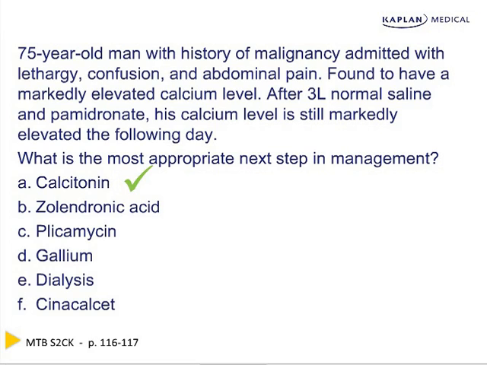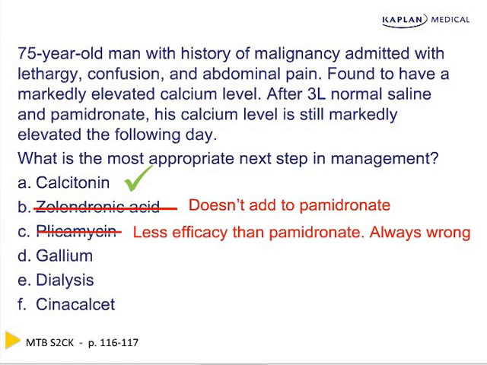Zoledronic acid is a second bisphosphonate. And there's no point in using zoledronic acid when you're already using a bisphosphonate, because it's like wearing underwear on both the inside and the outside of your pants. What's the point? It's double coverage, it doesn't help you, and it makes you look a little strange. Plicamycin is ancient history, and the same with gallium.